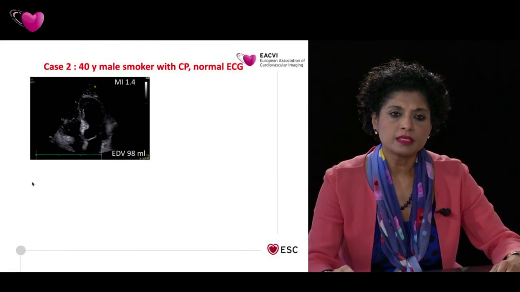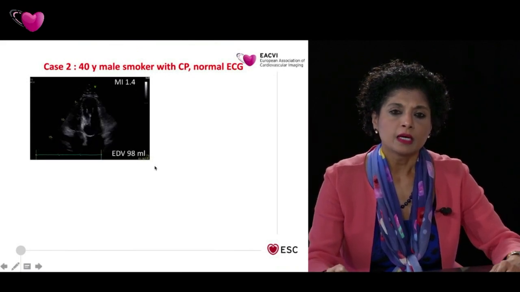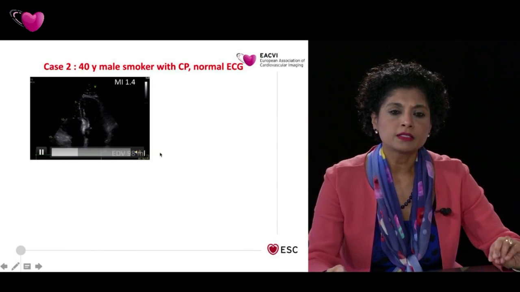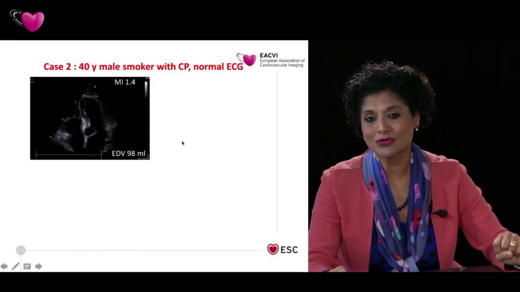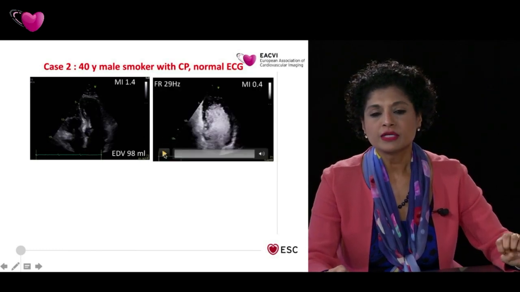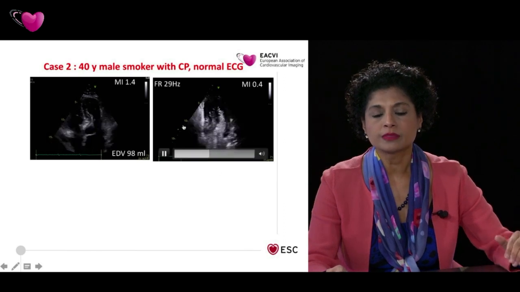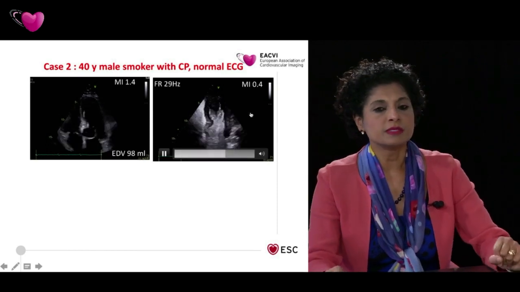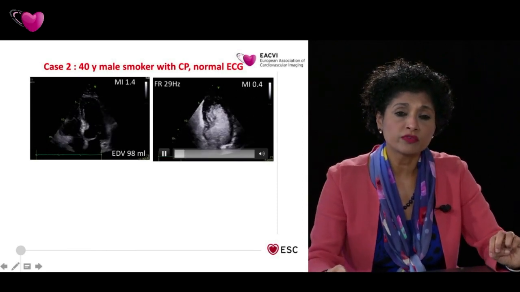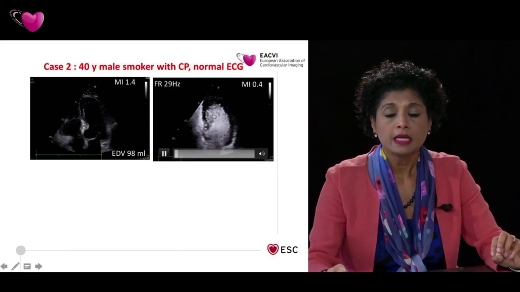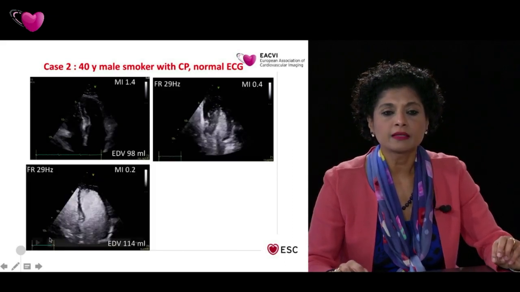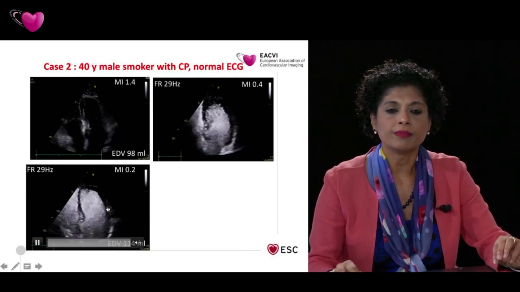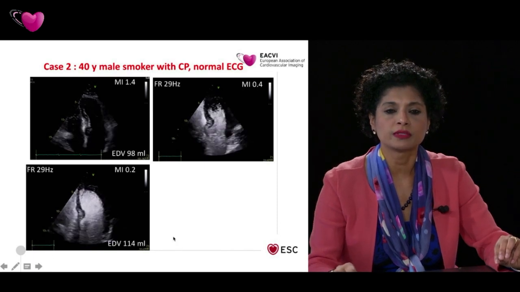My second example is a 40-year-old man, a smoker, with chest pain and normal ECG, and I think you will agree with me that the 4-chamber view shows that we could use contrast here. Now, most machines have presets for contrast imaging, but fine-tuning may sometimes be necessary. Here at a mechanical index of 0.4, you have swirling of the contrast and destruction of the contrast in the apex, and by turning the mechanical index down, we have this very nice opacification of the apex, and we can assess the wall motion there very well.